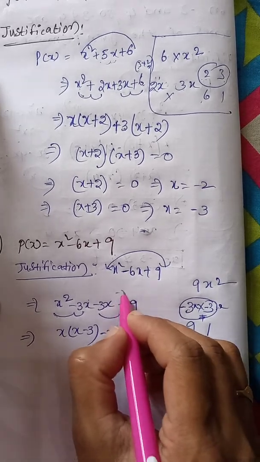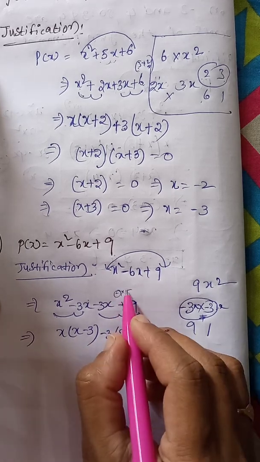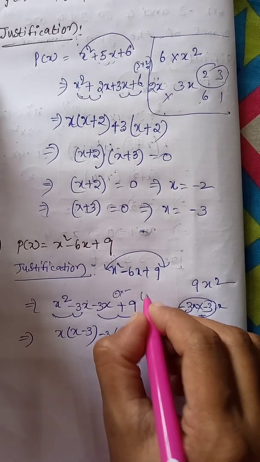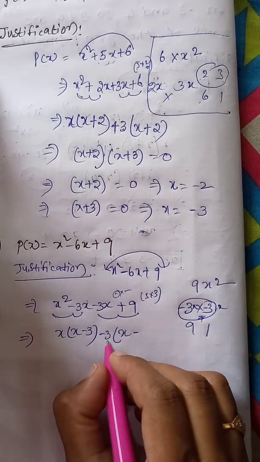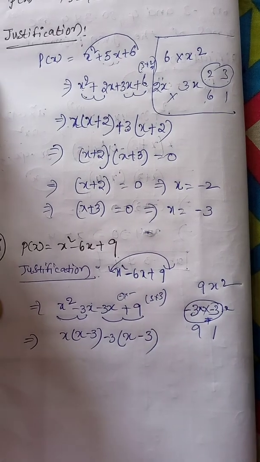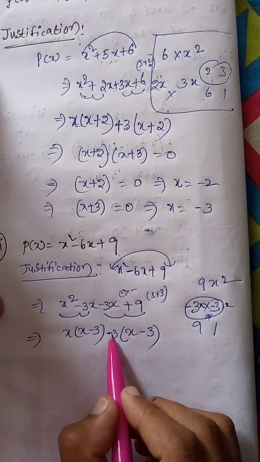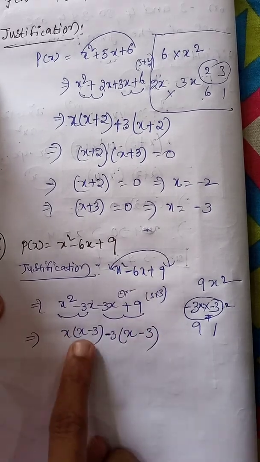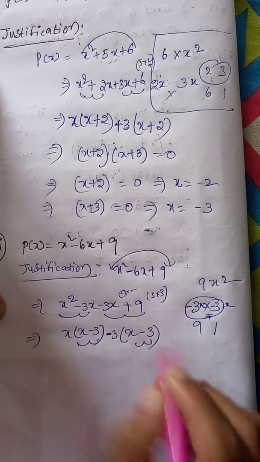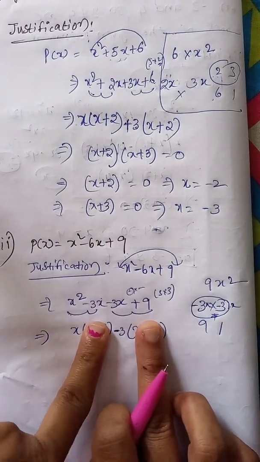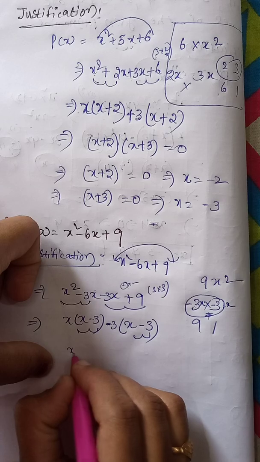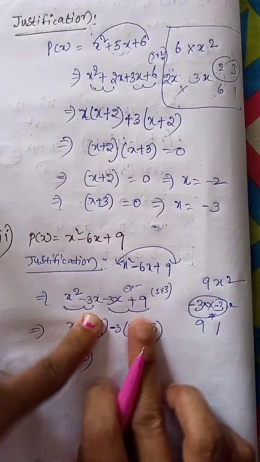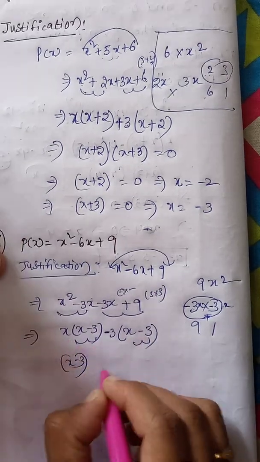Here I am taking minus 3 as common, we are left with x, and plus we can write as minus into minus. 1 minus is common, we are left with 1 minus. And we can write 9 as 3 into 3, already one 3 is common, we are left with one 3. Here minus separates these two terms, so in these two terms x minus 3 is common. If we take x minus 3 as common, we are left with x minus 3.